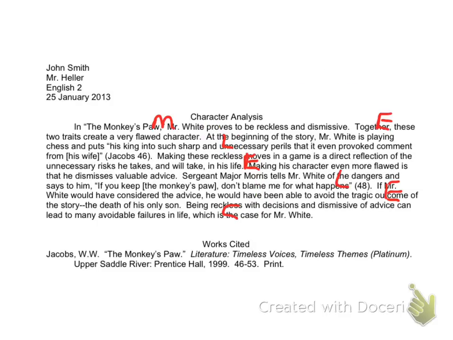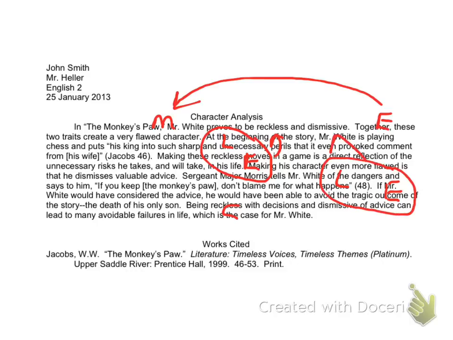Here's a look at how I used MELELEC to organize this paragraph. The E is an elaboration of the M. Together, the first link and explanation prove the first trait. Together, the second link and explanation will prove the second trait, and then the C is a final thought about the main idea.